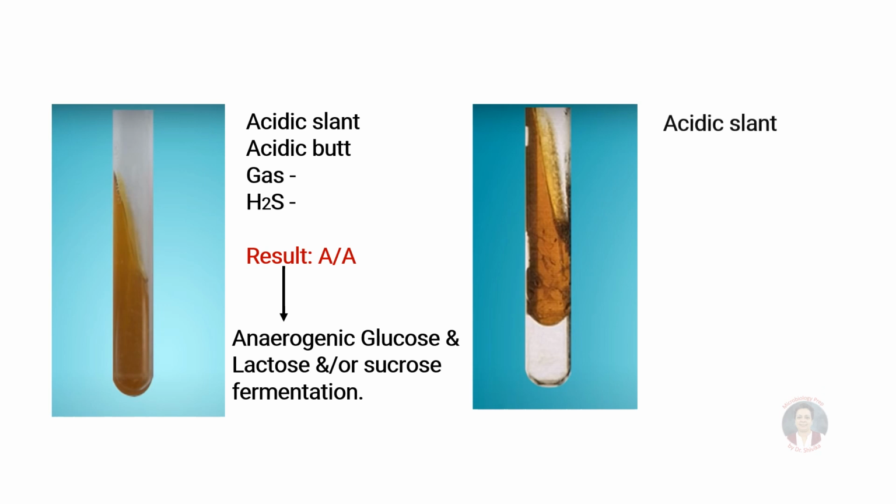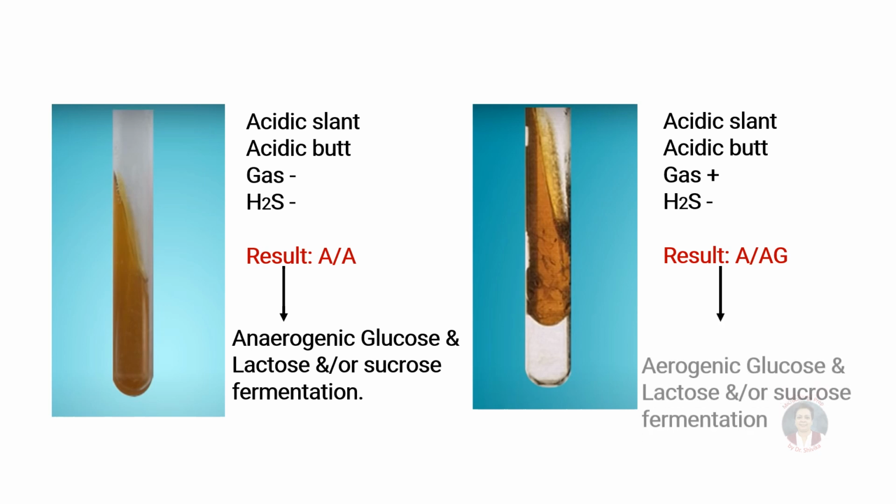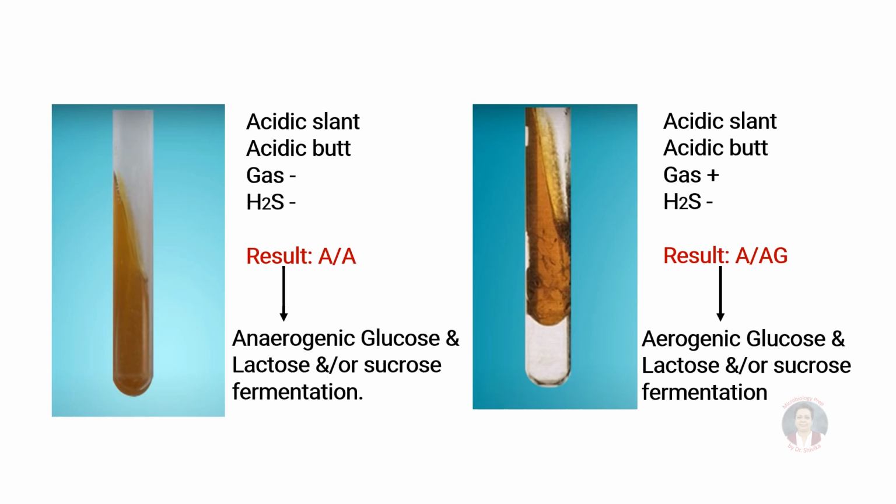Okay. Next, on the right hand side, we see a yellow slant and a yellow butt that has been lifted by the CO2 molecules produced on the fermentation of sugars. Right? So acidic slant, acidic butt, gas production, no H2S, the result is going to be A oblique AG. Interpretation: aerogenic glucose and lactose or sucrose fermentation, or both. Okay. Examples of bacteria which give this kind of result are E. coli and Klebsiella.